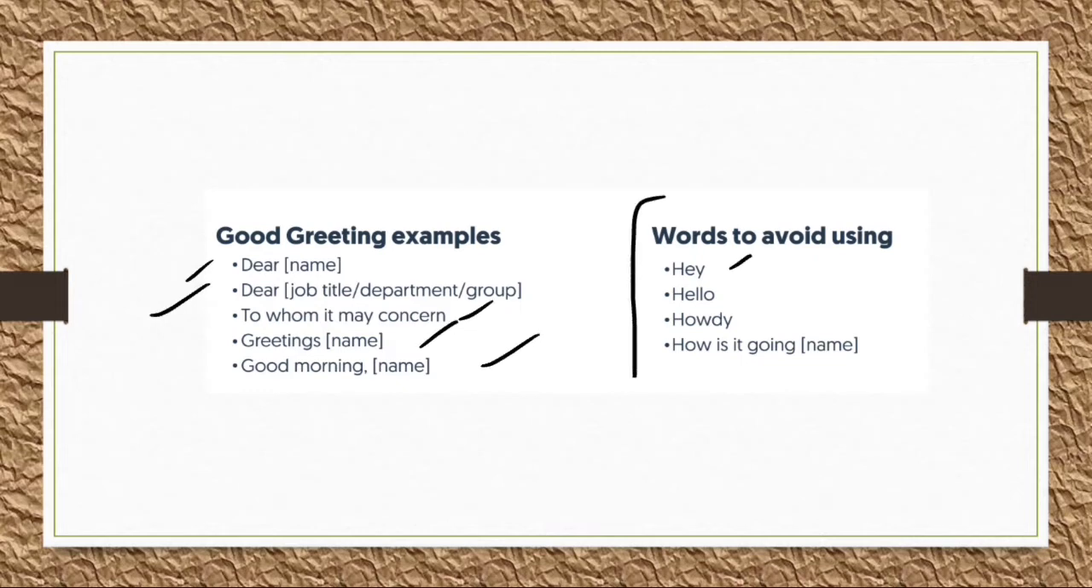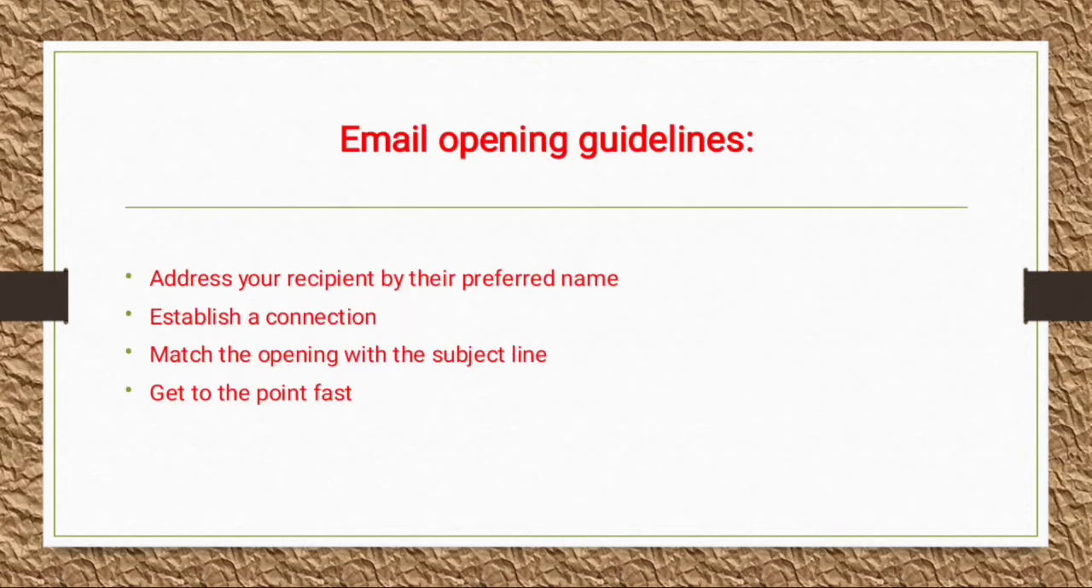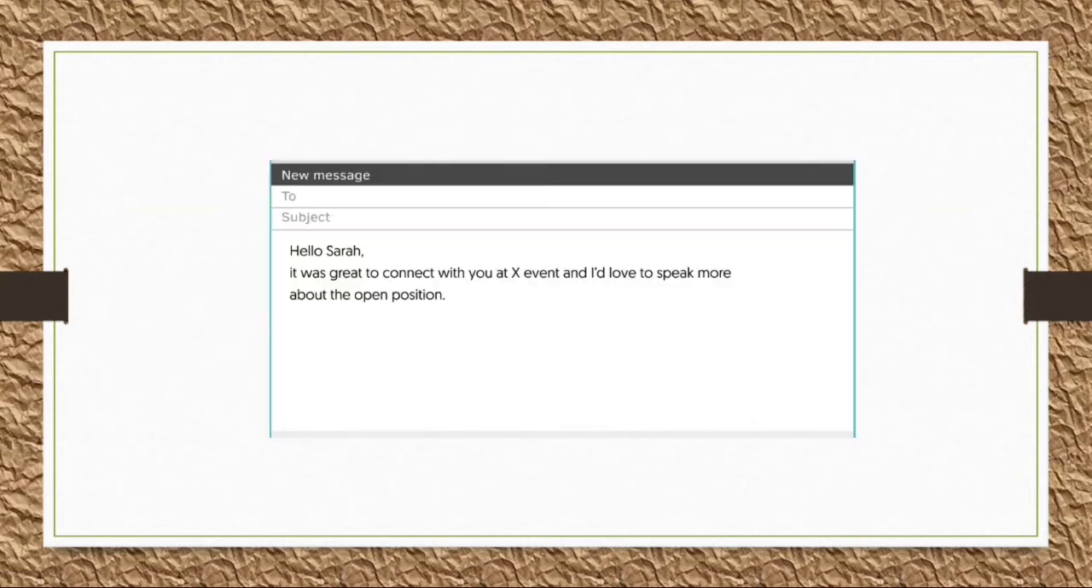You can use these words when you want to write an email to your friends or family, but when you want to write any professional email, you can't use words like hey, hello, howdy, how's it going, then the name. Email opening guidelines: address your recipient by their preferred name, establish a connection, match the opening with the subject line, get to the point fast.